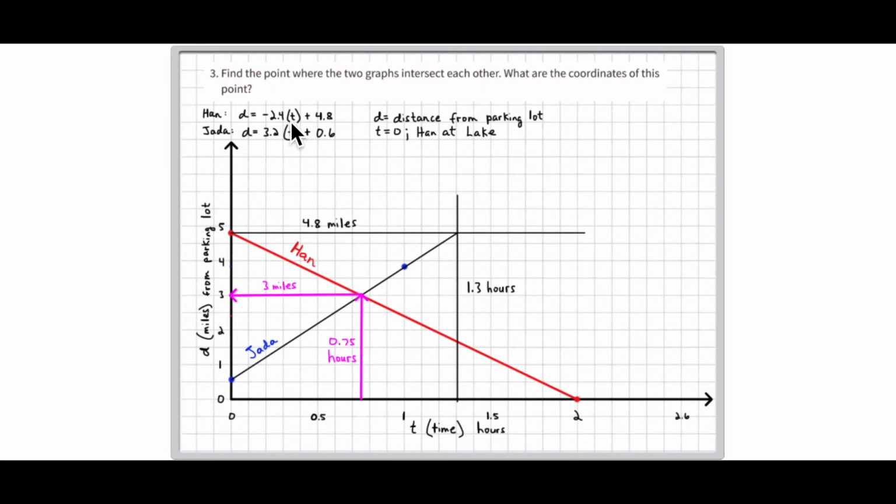So you can set these two equations equal to each other. So a -2 4/10 times whatever time this is, we know it's going to be 3/4 of an hour, but right now it's just t, plus 4 8/10 miles. That distance is the same for Jada, which is 3 2/10 times the amount of time. So this is her rate, 3 2/10 miles per hour, plus she already has walked for 6/10 of a mile. So this distance is the same for both of them.